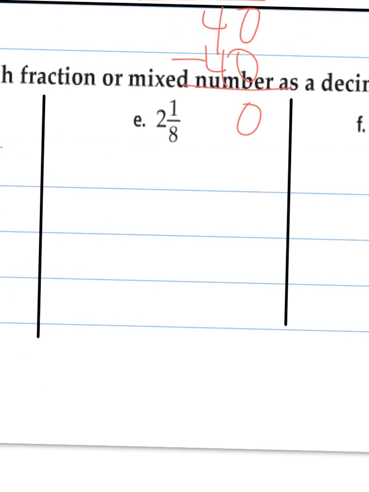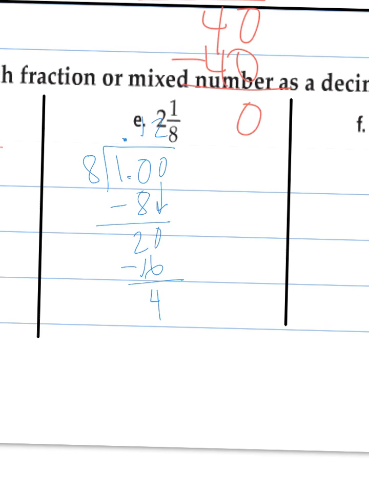Next one, 2 and 1/8. For now, I'm going to ignore the whole number, our 2, and just focus on that fraction. 8 can't go into 1, so I add my decimal with a 0. 8 goes into 10 1 time, which is 8. 10 minus 8 is 2. Add a 0. 8 goes into 20 2 times, which is 16. Add another 0. 8 goes into 40 5 times, which is 40. Remainder of 0.